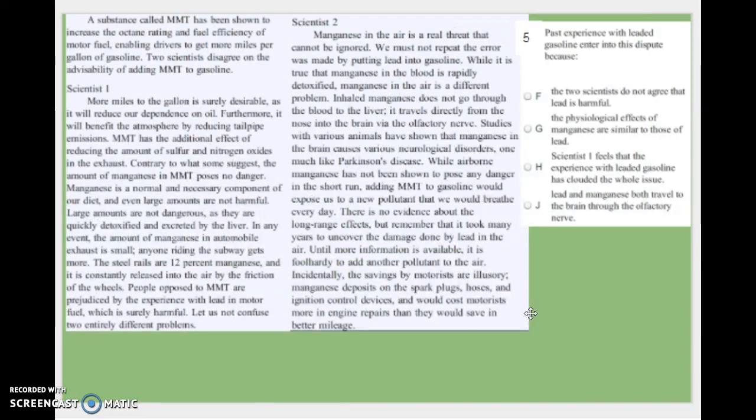Okay, so the last one we have here is we're looking at these two guys that are talking about putting manganese in fuel in order to increase the gas mileage. And so we've seen these arguments before. I hope you read them again so you had a good idea of what they were talking about. This scientist, as I recall, was for it. This one was against it.